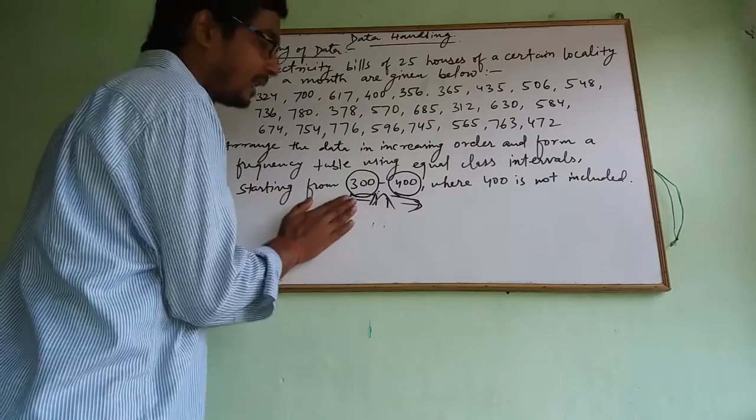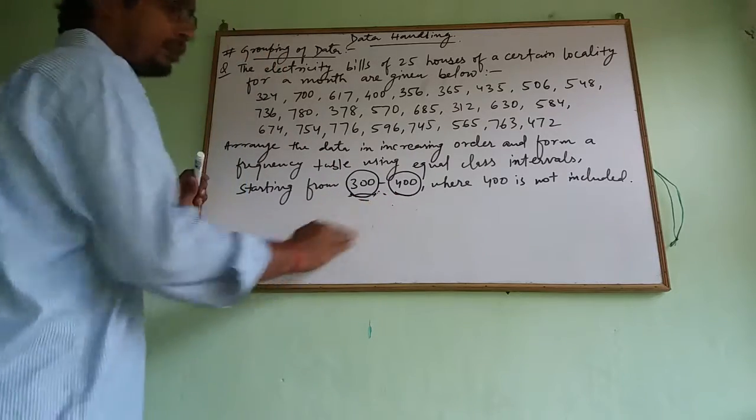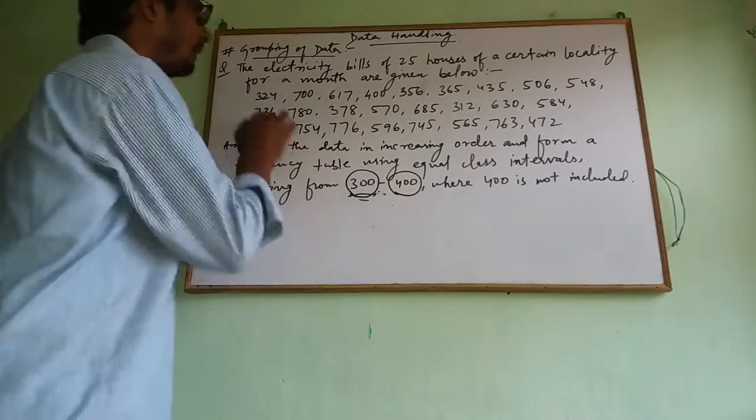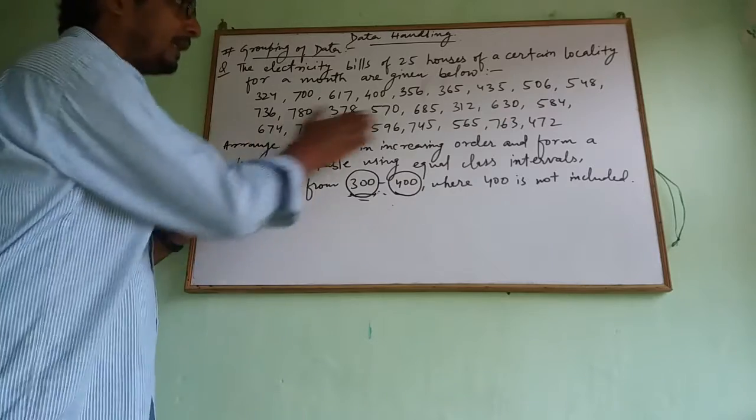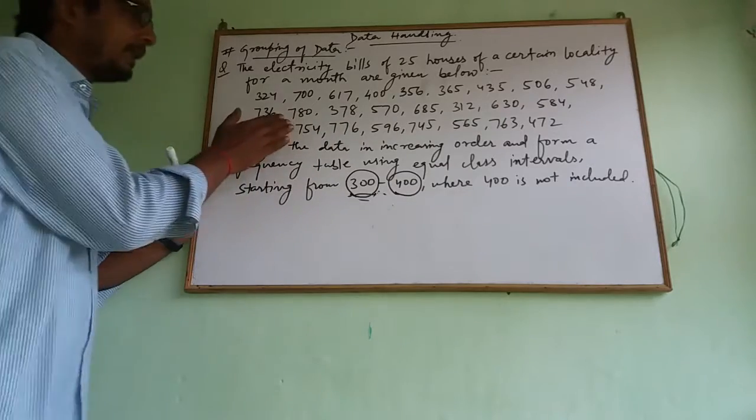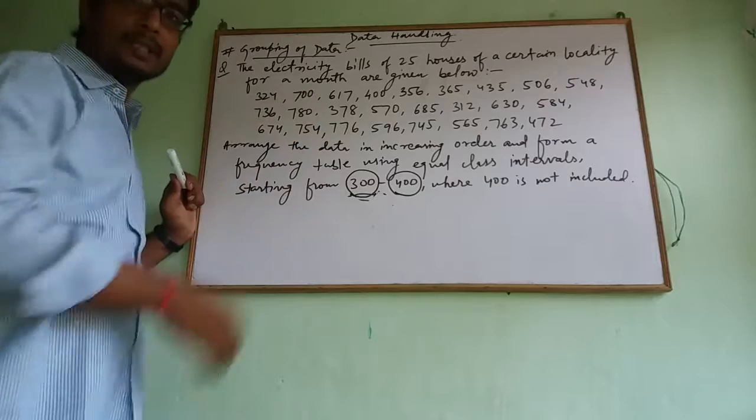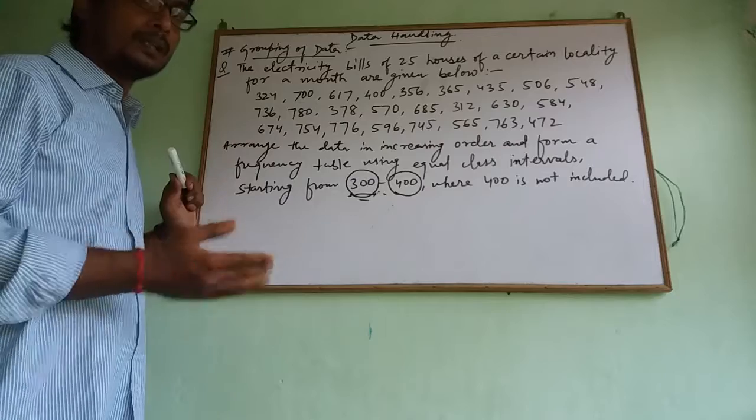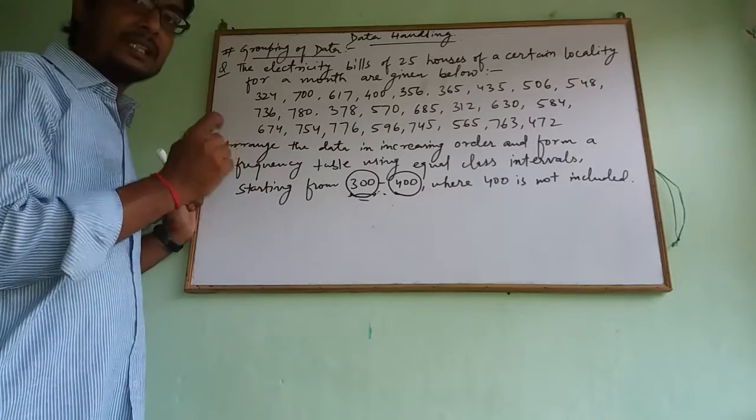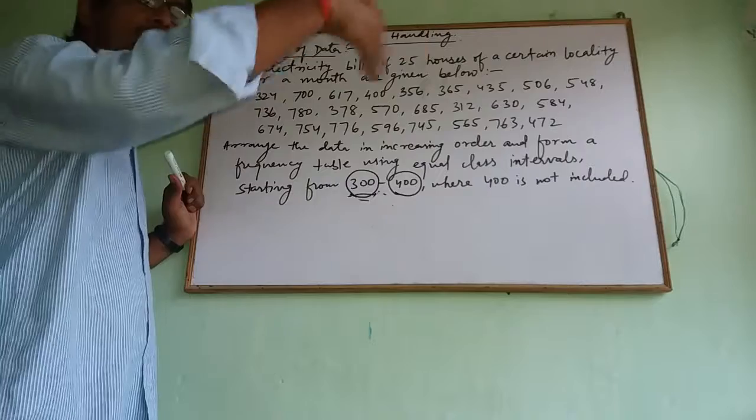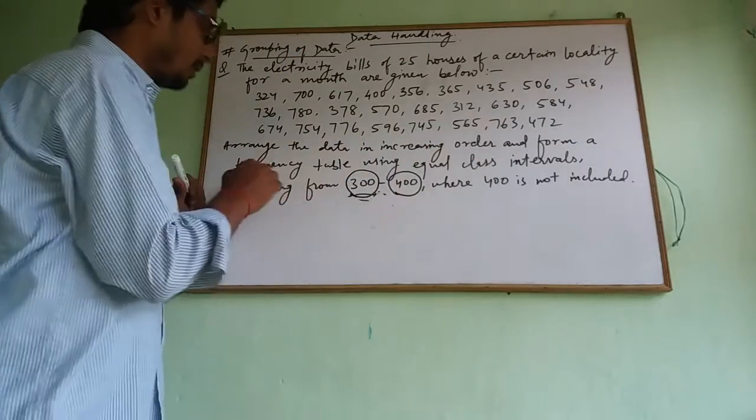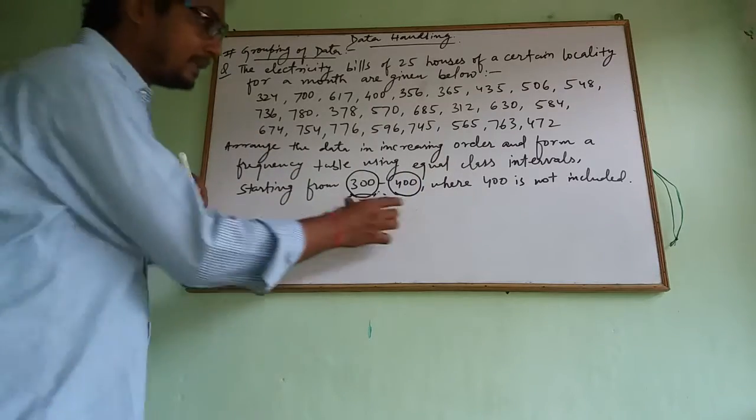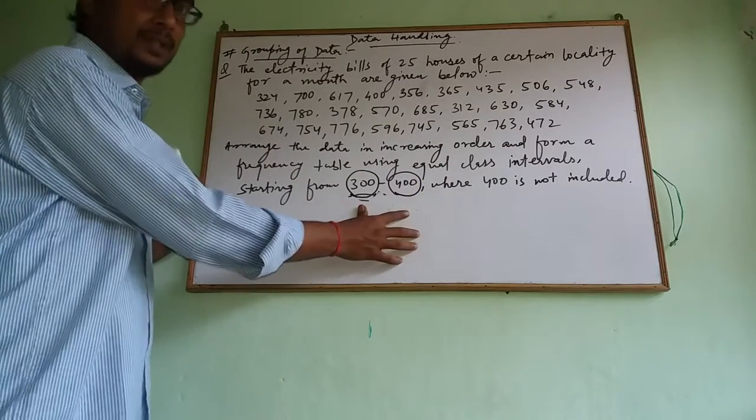Now, let's start with this question. The electricity bills of 25 houses of a certain locality for a month are given below. Here is the data given to you, and you can see that there is no pattern. It is randomly given. First you have to arrange the data in increasing order. Increasing order means the data which has the least value will be written first, and then it will keep increasing. And you have to form a frequency table using equal class intervals, and this is the class interval, which is one of the hints given to you.